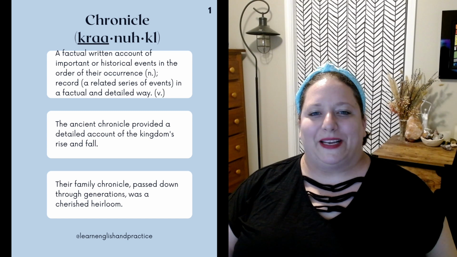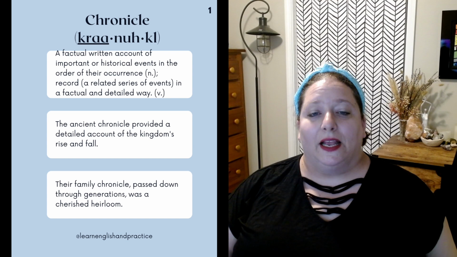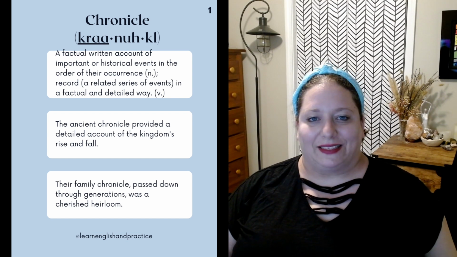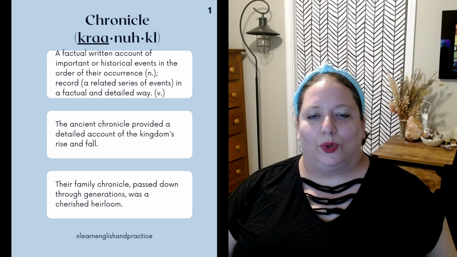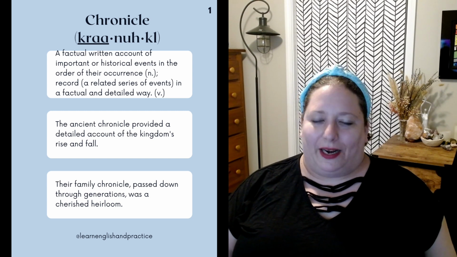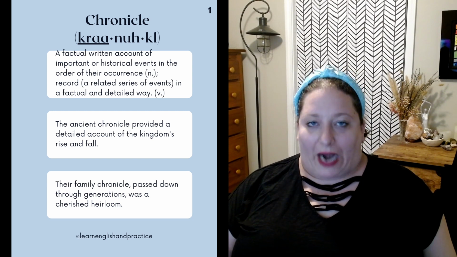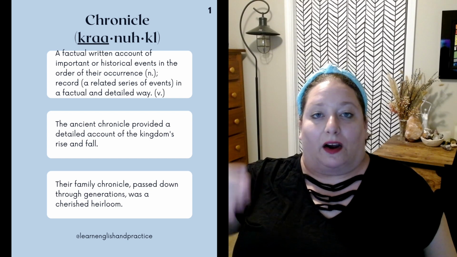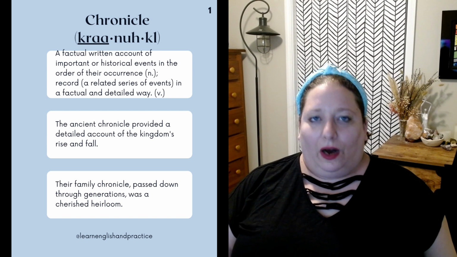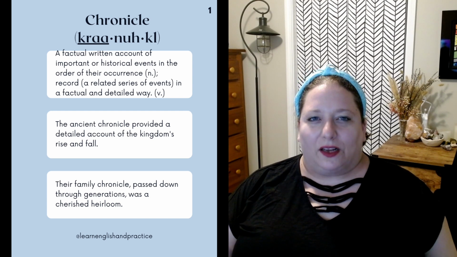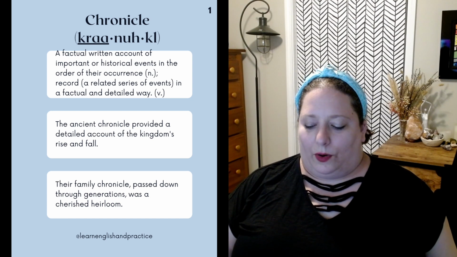Chronicle. This means a factual written account of important or historical events in the order of their occurrence as a noun. Record a related series of events in a factual and detailed way as a verb. So this word chronicle implies chronology, that events are in order, typically by dates or times. And also, when we're thinking of this word chronicle, we're thinking of a certain level of detail, so some specificity.